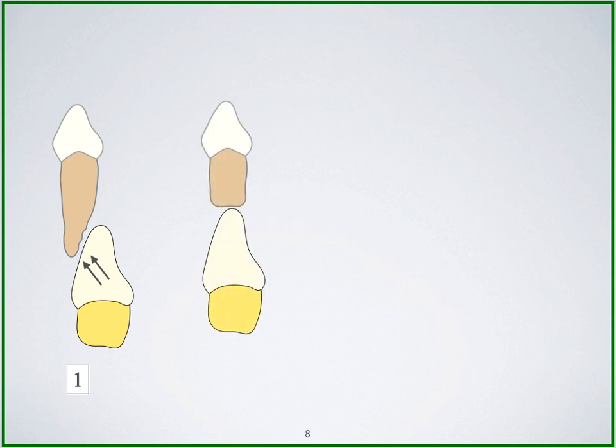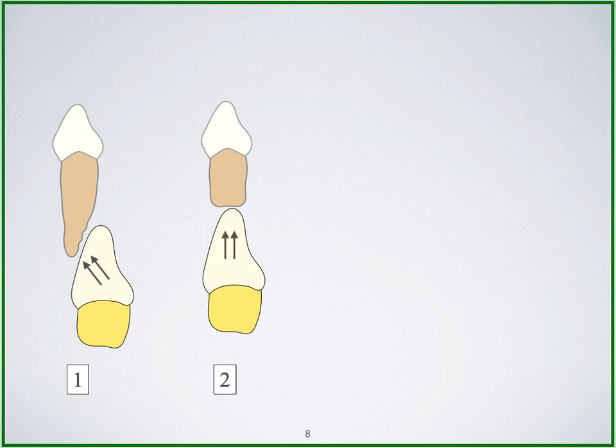Discussion of shedding by diagrams. This is the deciduous incisor and the permanent successor, number 1. The permanent incisor moves in an incisolabial direction and begins to resorb the apicolingual surface of the deciduous root. Number 2, the permanent incisor becomes located apical to the deciduous one and begins to resorb the root in a transverse plane.